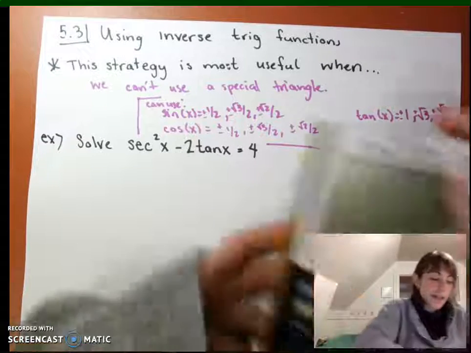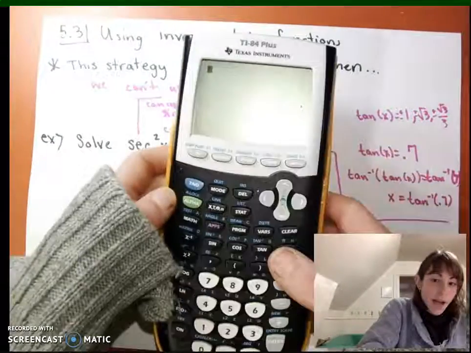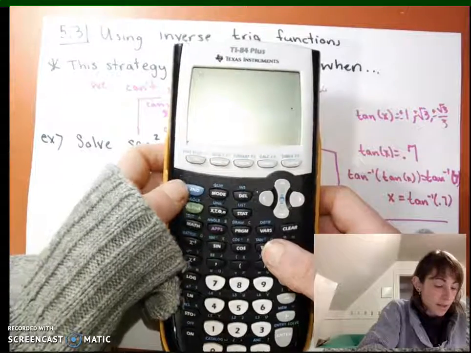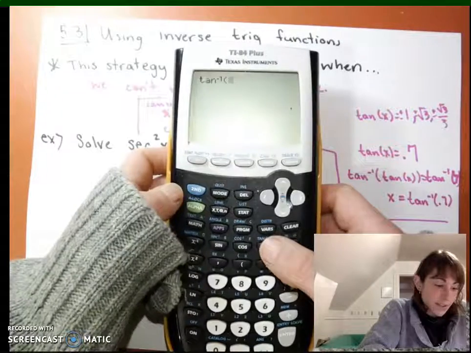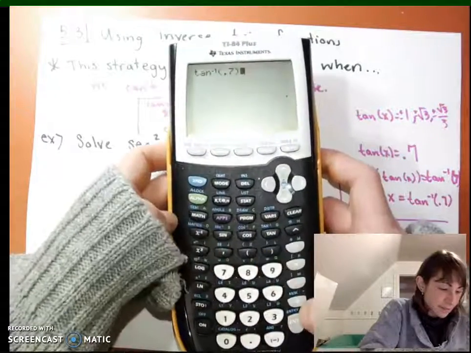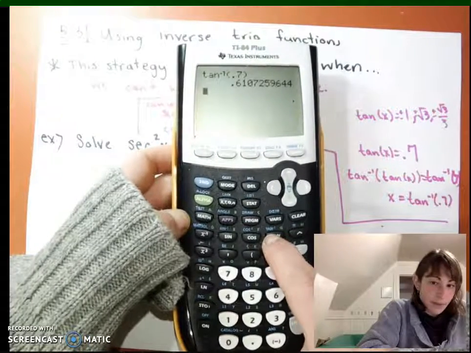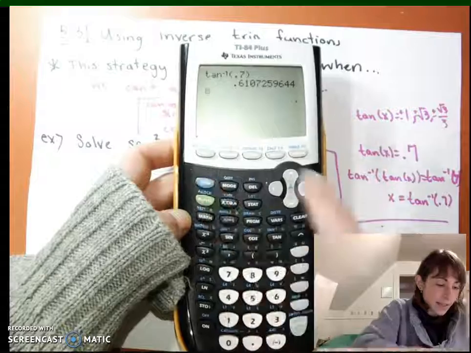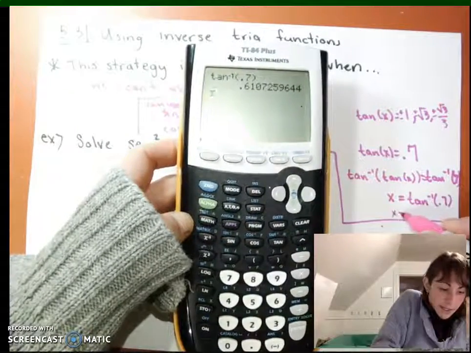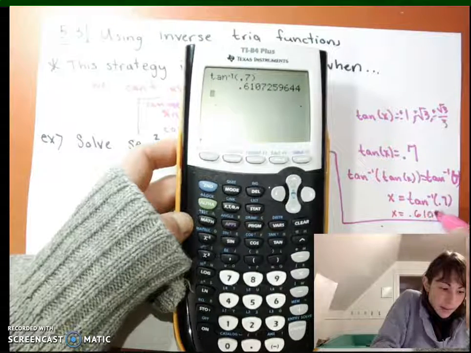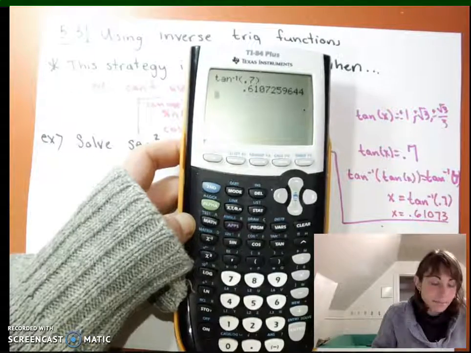And of course, now this is when my calculator comes in handy to give me the solution. As you remember from section 4.7, if I take the inverse tangent of 0.7, I do that by looking for this blue value, which means I have to press second and then tan. And then I put in 0.7, and what do I get? 0.6107. We'll round that next decimal to a 3.